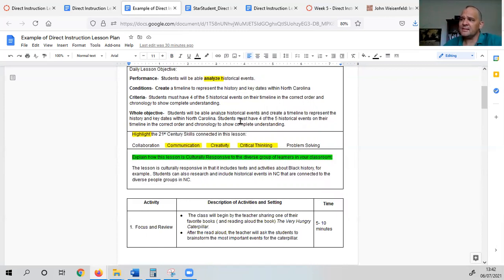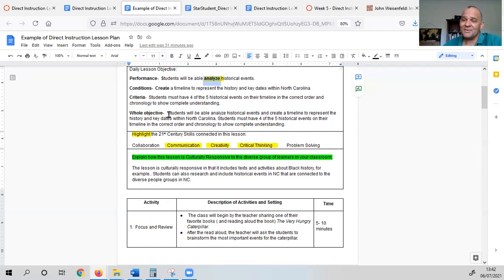Students will be able to analyze historical events. Listen here, notice that analyze, it's a really strong verb. I think it's actually one of the best verbs to use when writing objectives. So again, use those strong action verbs. Back to the whole objective statement.